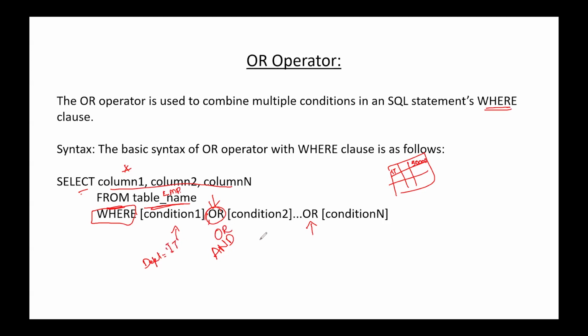Or the second condition is salary is greater than or equal to 30,000. So in this case, not only the person who is working in IT and having a salary greater than or equal to 30,000, but also other people who are working in IT and have less salary than 30,000, or the people who have greater than 30,000 salary and are not working in IT. All such details also will be fetched. So this is how an OR operator works.